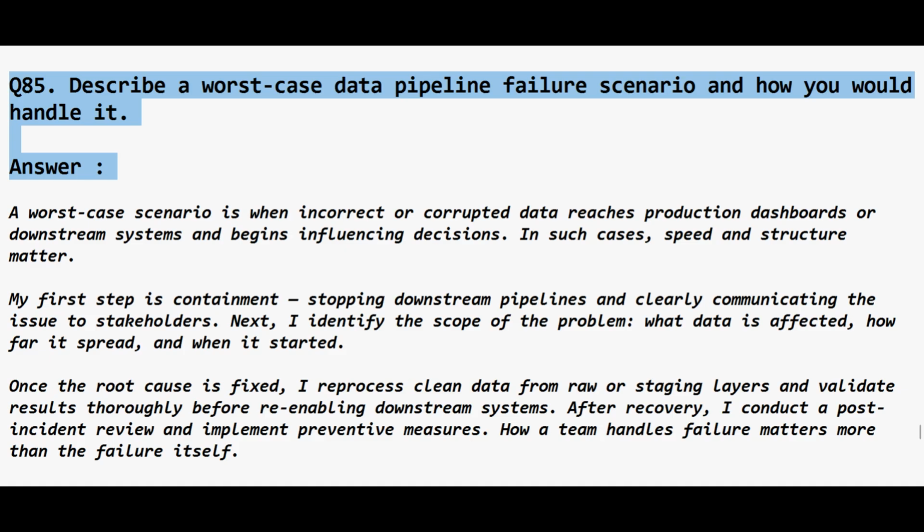Once the root cause is fixed, I reprocess clean data from raw or staging layers and validate results thoroughly before re-enabling downstream systems. After recovery, I conduct a post-incident review and implement preventive measures. How a team handles failure matters more than the failure itself.